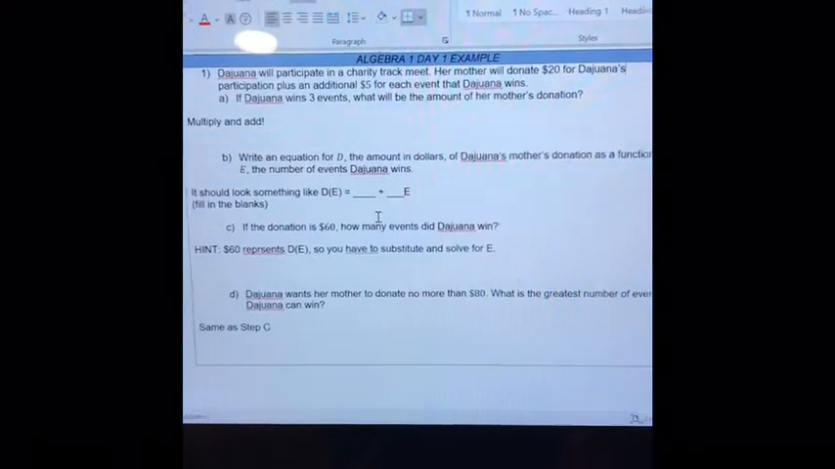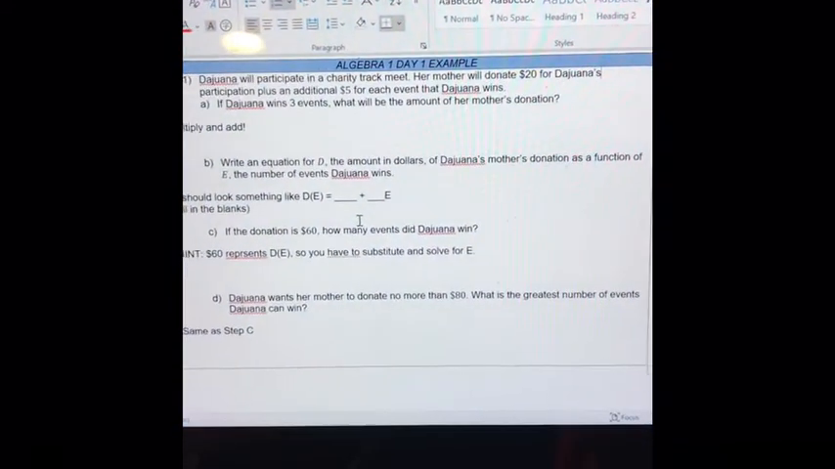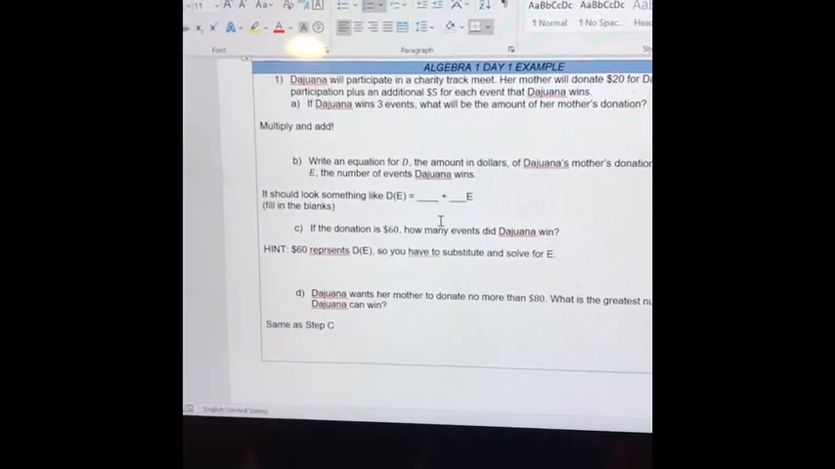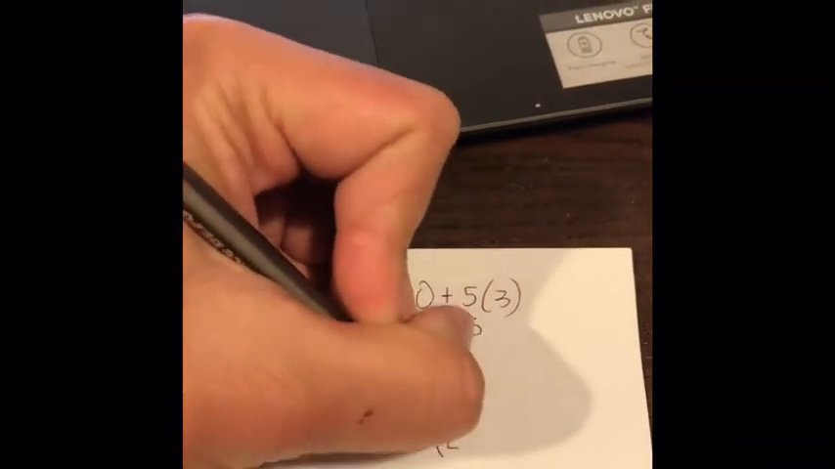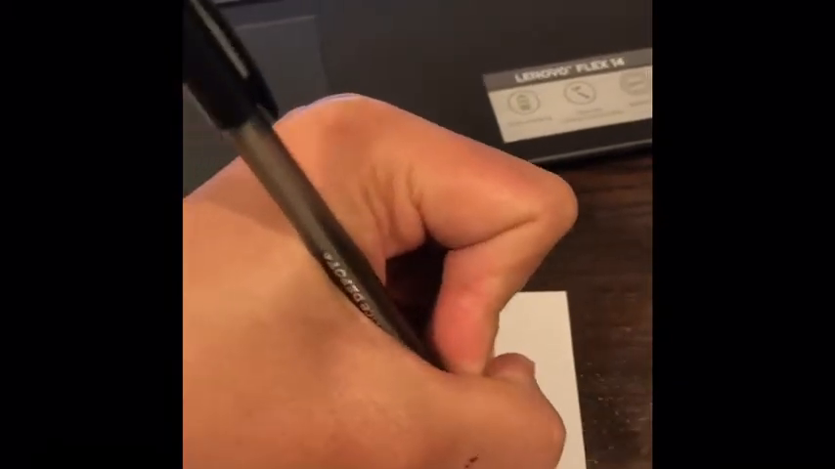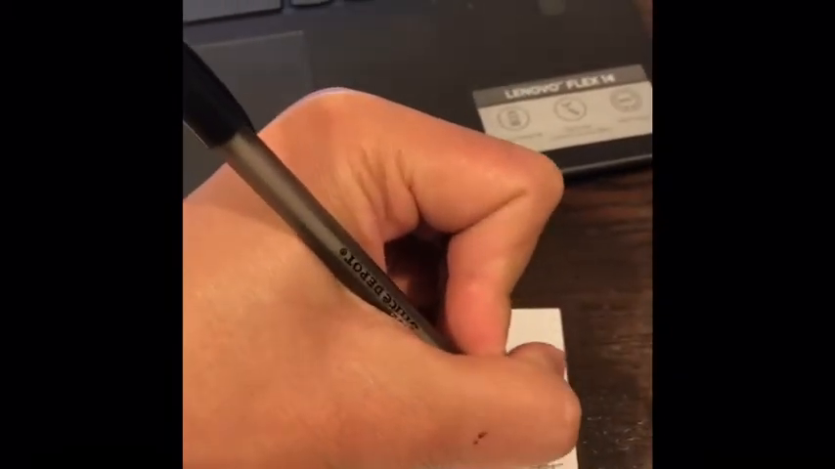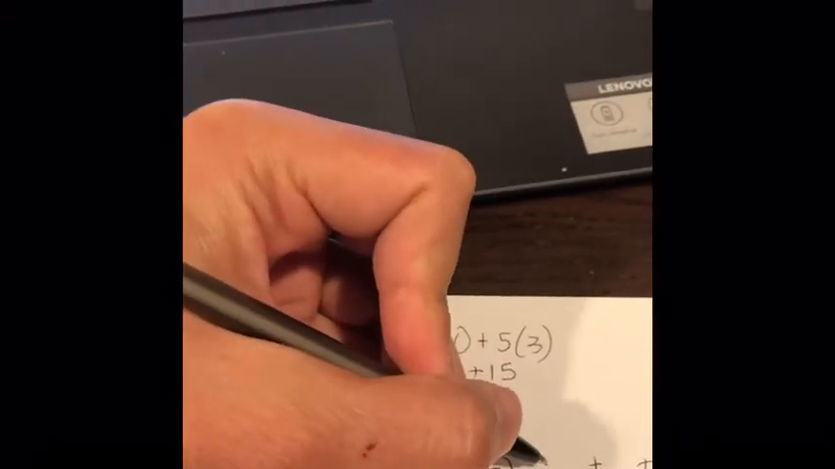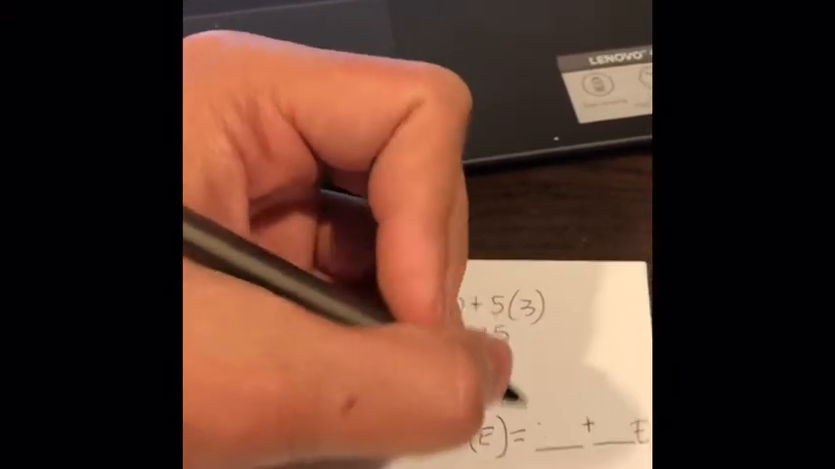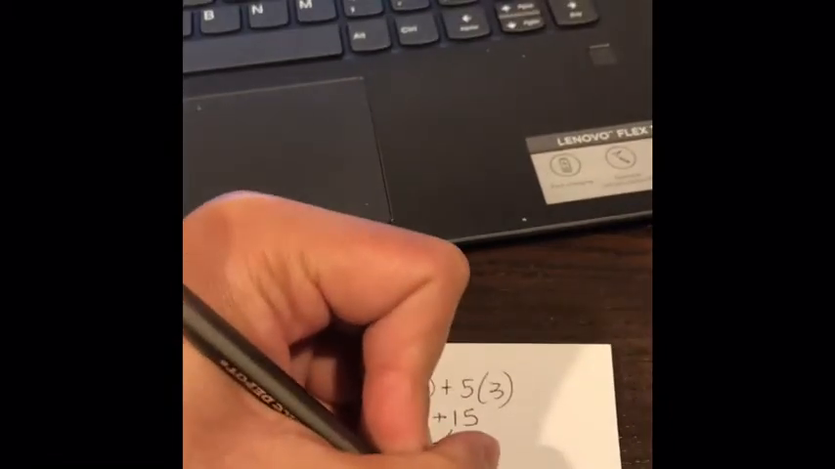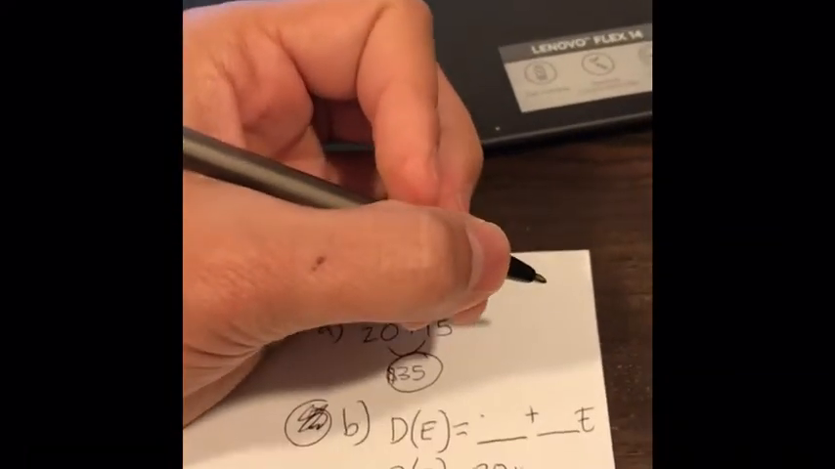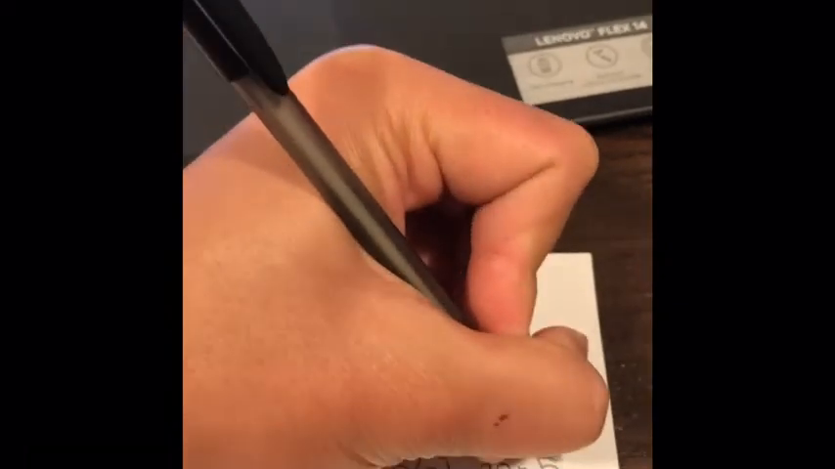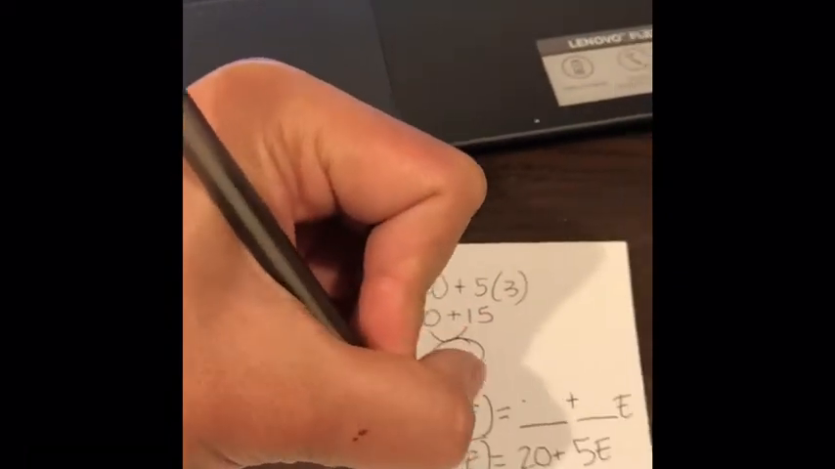Write an equation for D, the amount of dollars of Dayana's mother's donation as a function of E, the number of events Dayana wins. It should look something like D of E equals blank plus blank E. Fill in the blanks. So I'm going to put D of E equals, plus blank E. So this blank, I'm going to say is that donation that Dayana's mom gives every single time. I know she gives 20 each time, so I'm going to put 20 plus, and then she donates how much for each event? 5. So 5E. And that's it. This is my function.